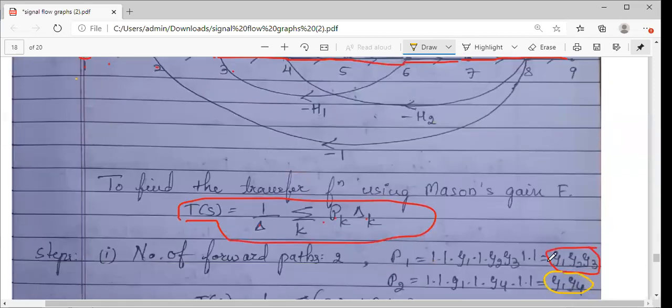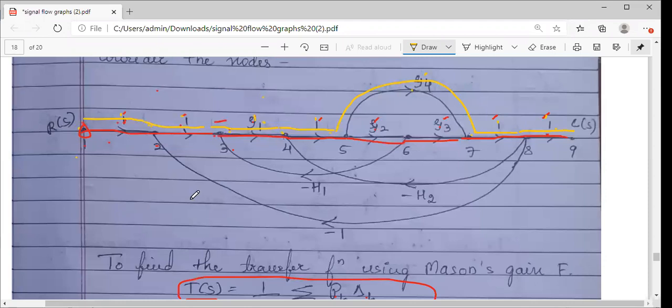So P1, P2 I have identified. And as many forward paths as there are, that many delta K values there will be. Here there are two forward paths P1, P2. So I have to find delta 1 and delta 2. Remember in the fourth step. Now coming to the second step, I should identify the number of single loops. So try to identify the number of single loops here. Identify the number of single loops present here.